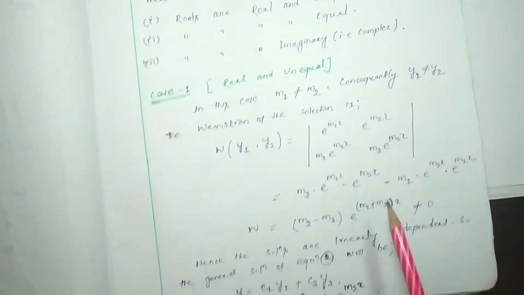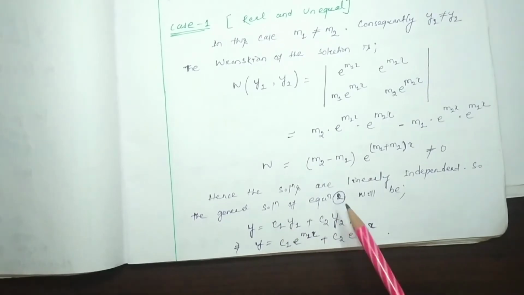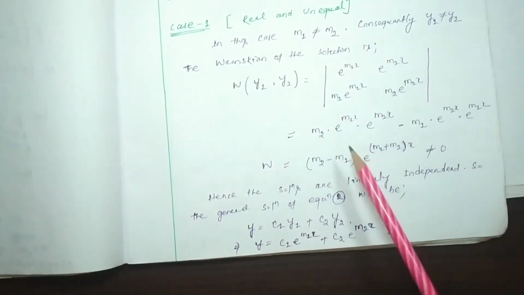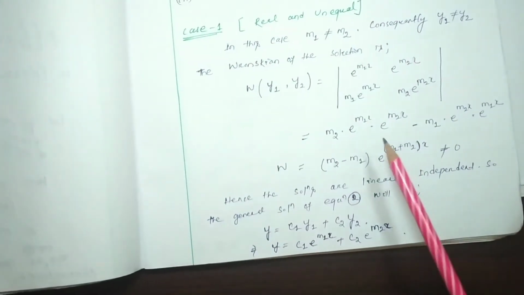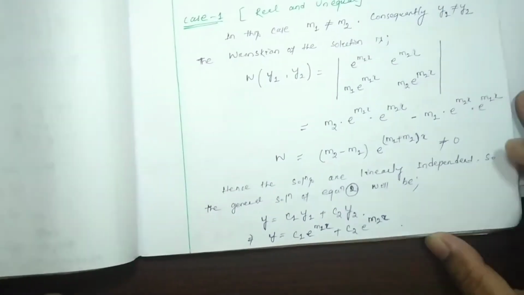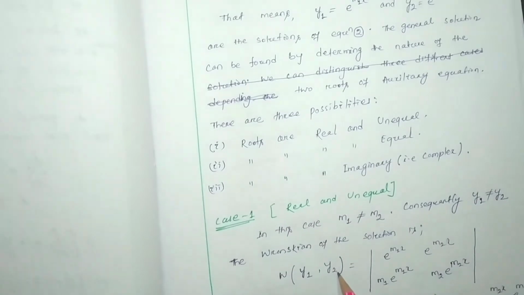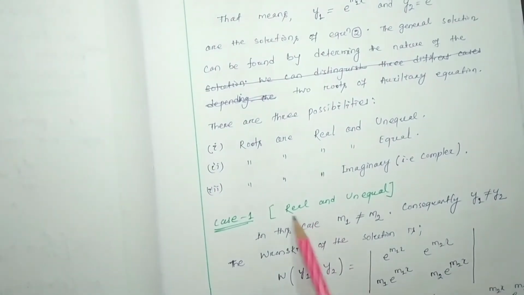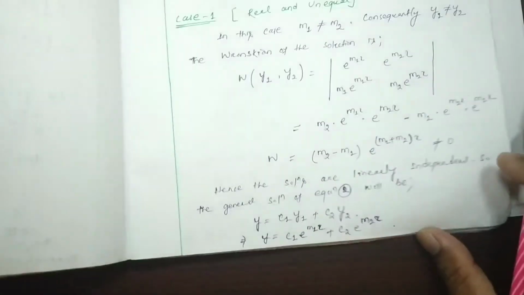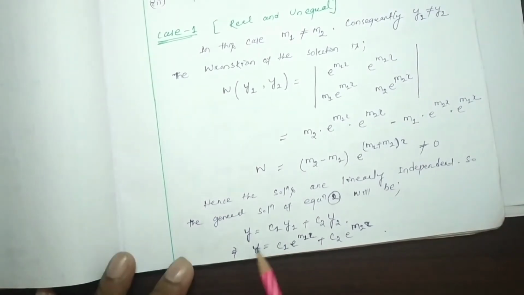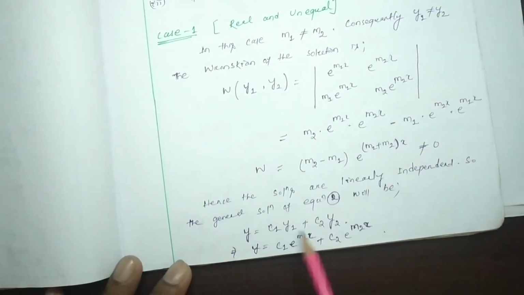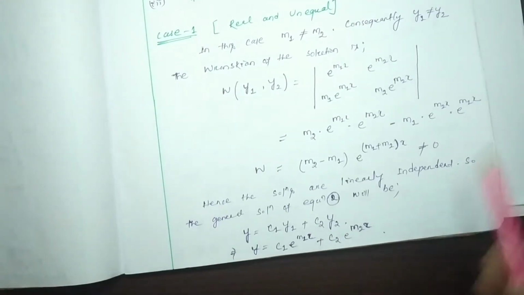If the Wronskian is not equal to 0, then the linear combination of these two solutions will be the general solution of the equation. Hence as y1 and y2 are the two solutions of the equation for real and unequal roots, its general solution will be y equal to c1 y1 plus c2 y2, or c1 e to the power m1x plus c2 e to the power m2x.